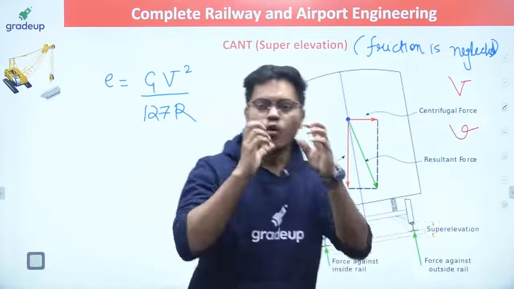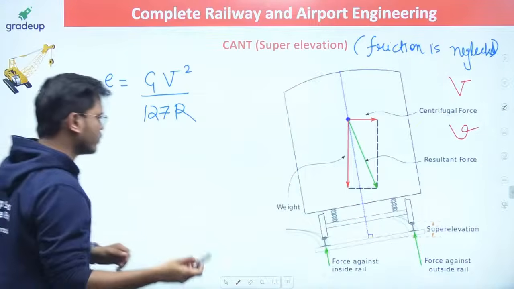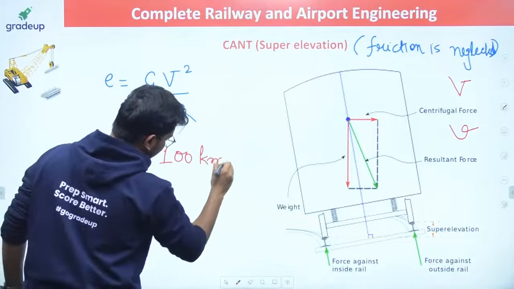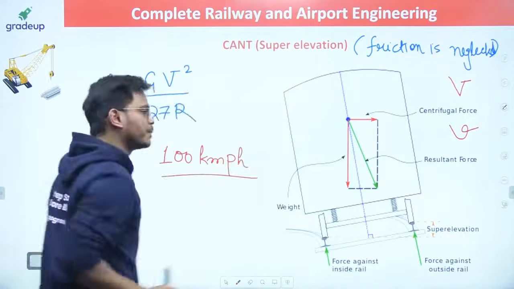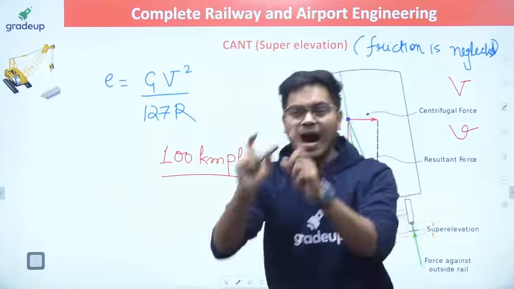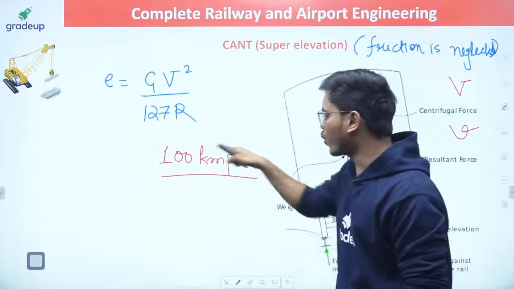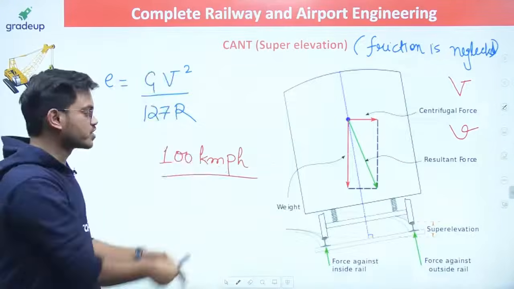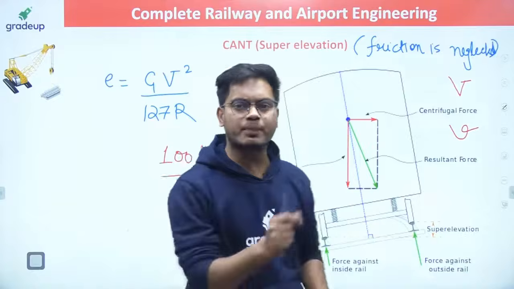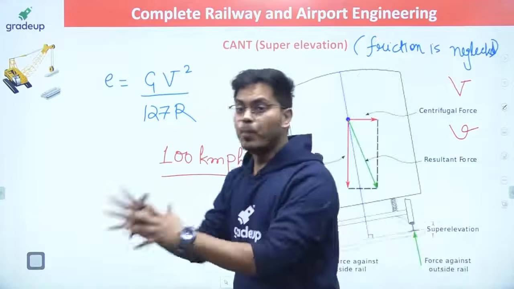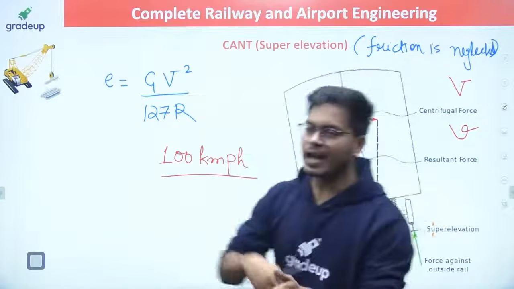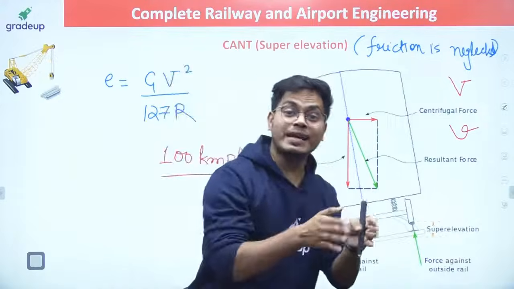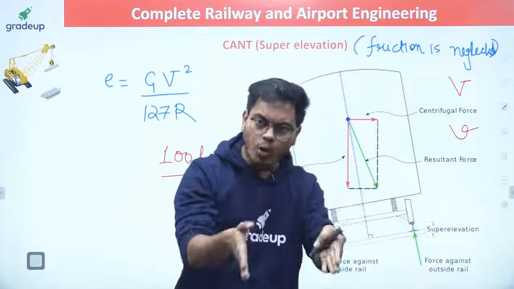Okay guys, suppose I have a train which is moving with velocity 100 kmph. Just imagine this. And I am going to design the super elevation for this 100 kmph. As soon as I design this super elevation for 100 kmph, you know what is going to happen? Both the rails, the inner rail and the outer rail, are going to get the same stress.